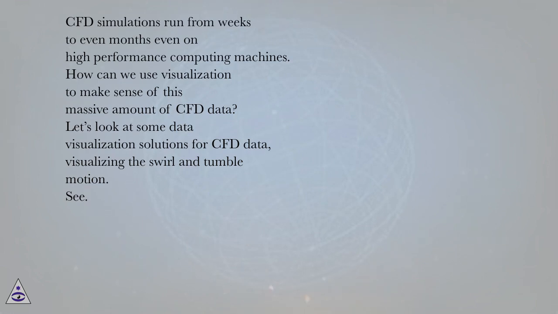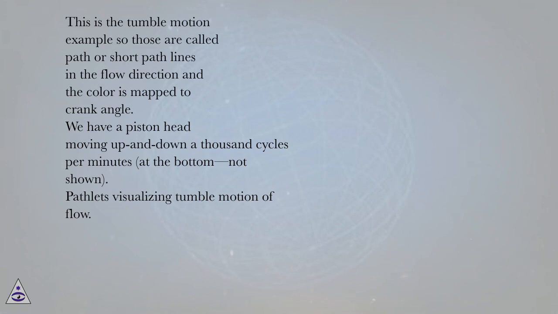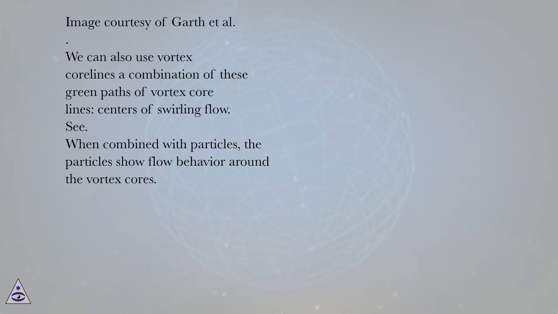Let's look at some data visualization solutions for CFD data, visualizing the swirl and tumble motion. See? This is the tumble motion example, so those are called path or short path lines in the flow direction, and the color is mapped to crank angle. We have a piston head moving up and down 1,000 cycles per minute, at the bottom, not shown. Pathlets visualizing tumble motion of flow. Image courtesy of Garth et al.